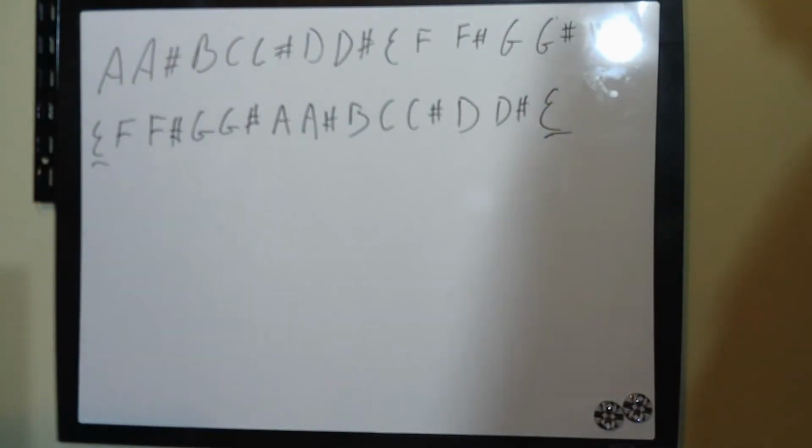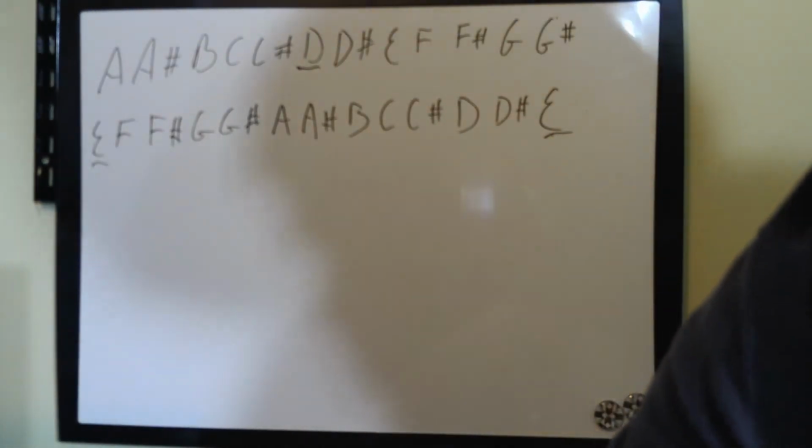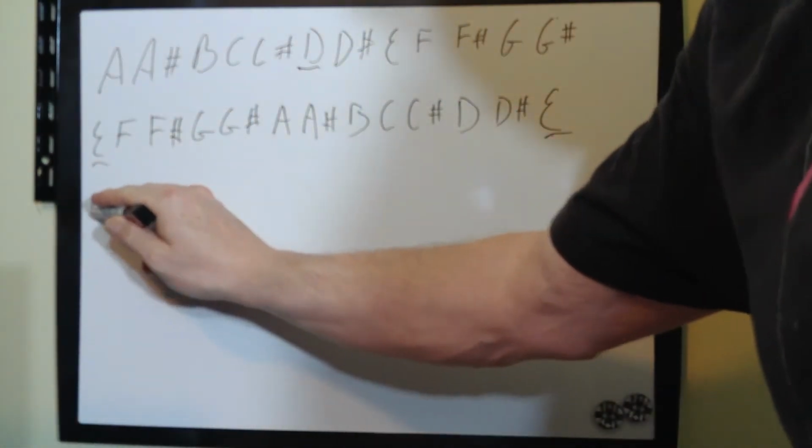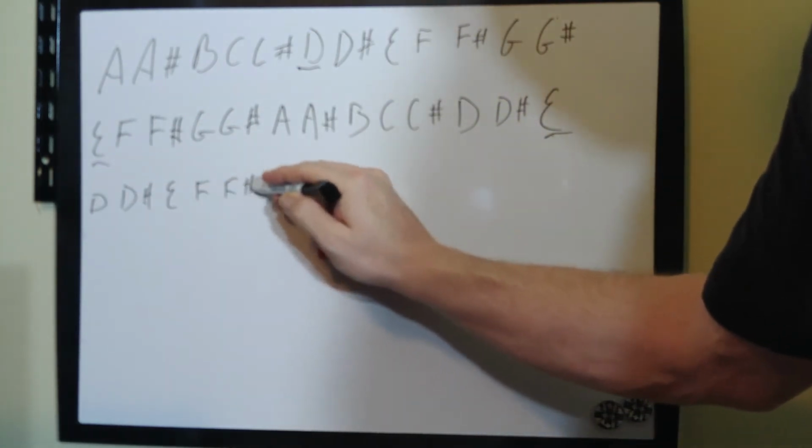Okay, let's do one more to make sure you've got it. This time we'll do the D string. And again, what you want to do is write out the music alphabet starting with the note that is the name of the string.